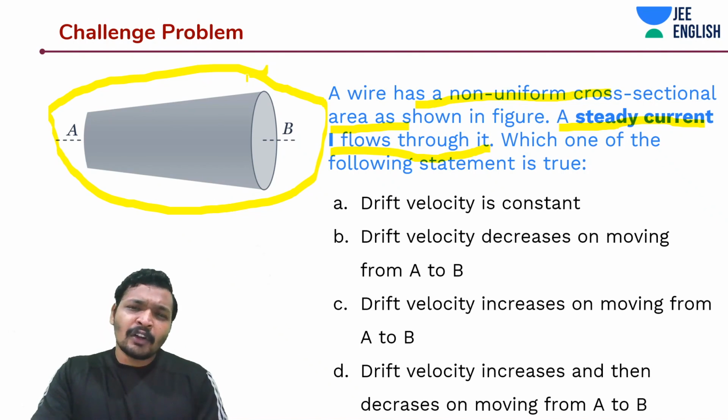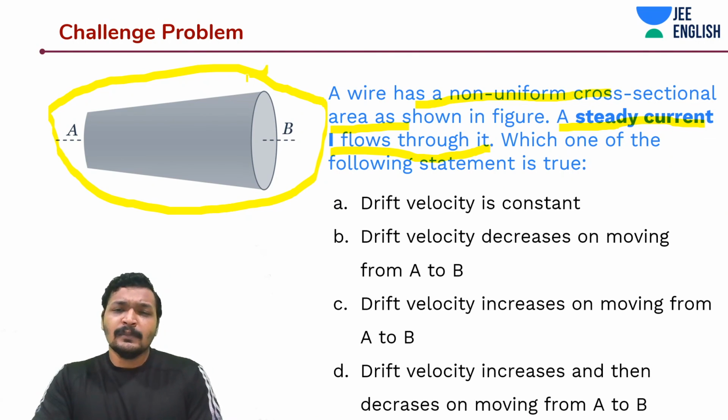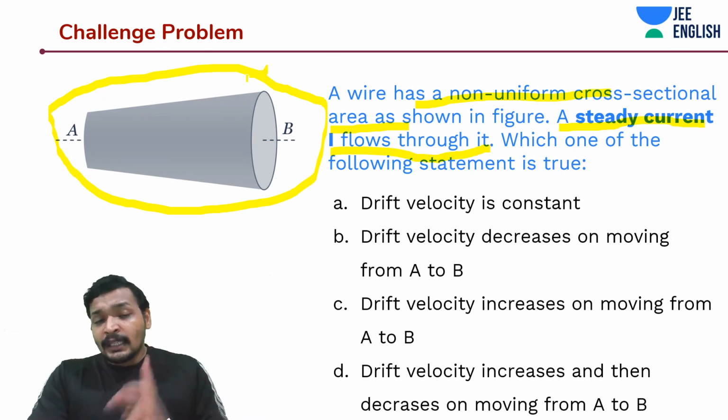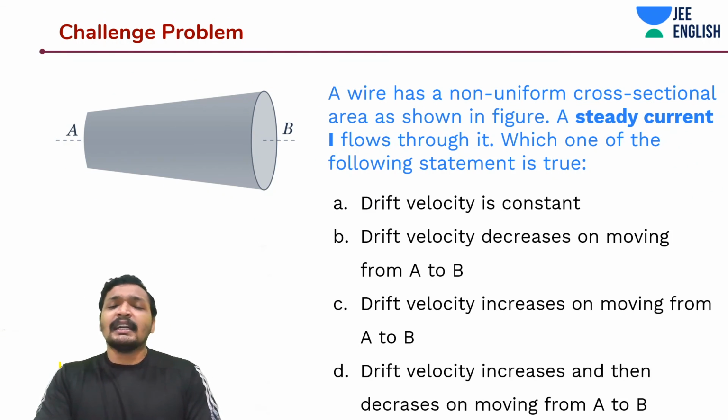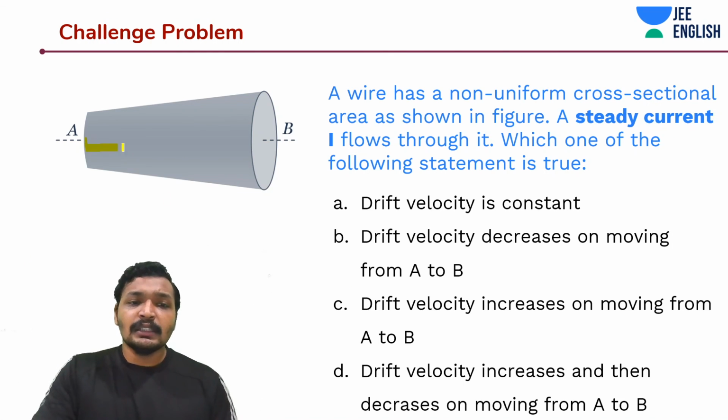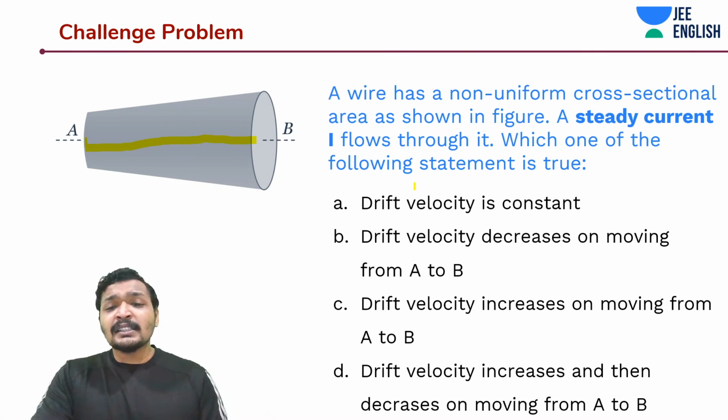Would the drift velocity remain constant in this case? Think carefully, guys. Something has been manipulated over here. What has been manipulated? A constant current has been given. A steady current has been maintained throughout the material. Okay, that means the drift velocity would not remain constant.